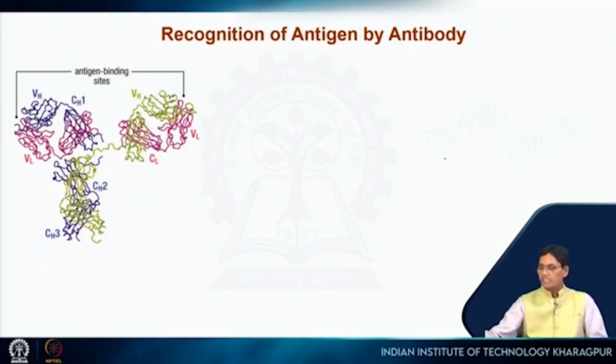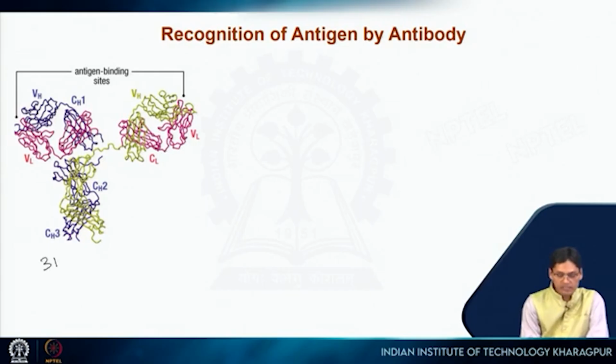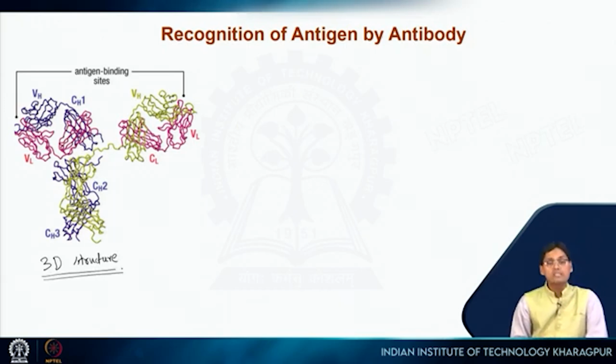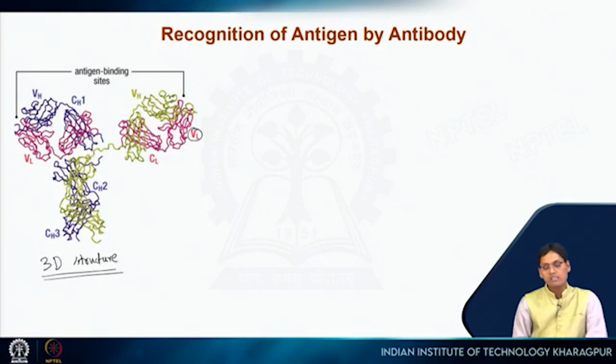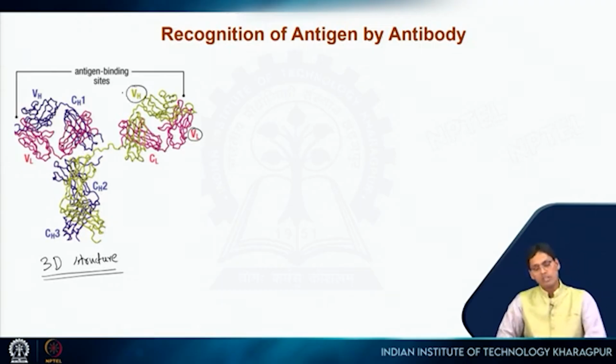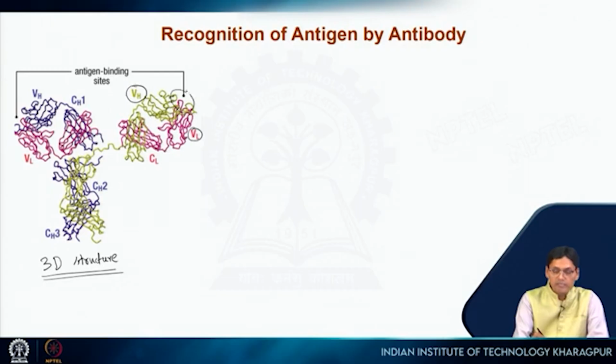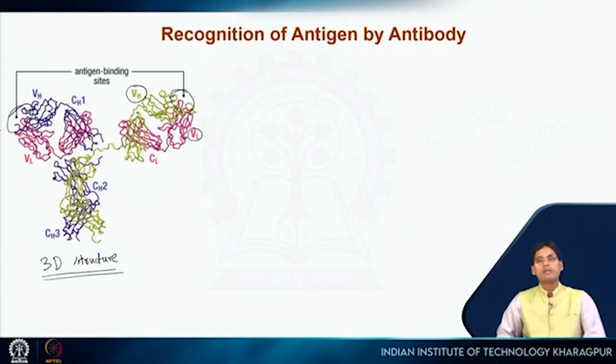So in the previous diagram, I mentioned that the immunoglobulin fold is present, but this is the real structure. This is some kind of three-dimensional structure, coming from some X-ray crystallographic structure. As you can see, this is VL, that means the variable domain of the light chain, and this is VH, the variable domain of the heavy chain. This portion is the antigen binding site. And now the question is how it captures the antigen.